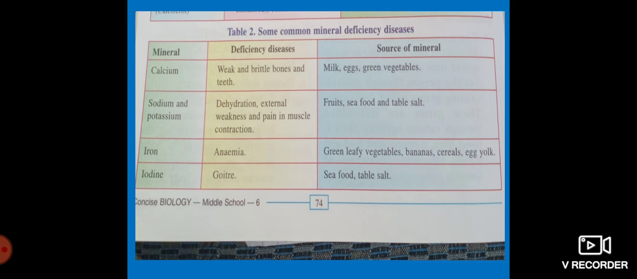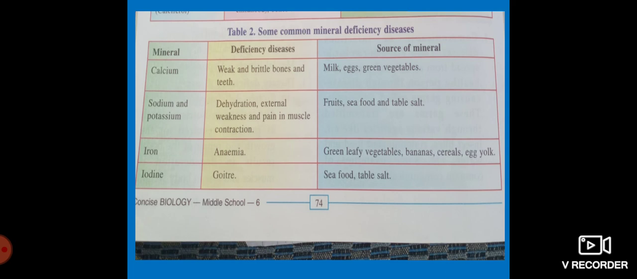And next mineral is iodine. Iodine is needed by our body, and the deficiency of iodine causes goiter. You may have heard this also, goiter. So goiter is caused due to the deficiency of iodine. Iodine is rich in seafood, table salt, etc. So these are the different mineral deficiency diseases.